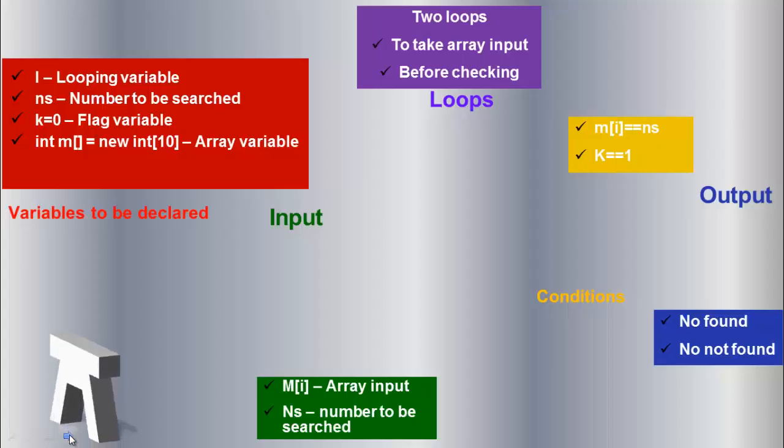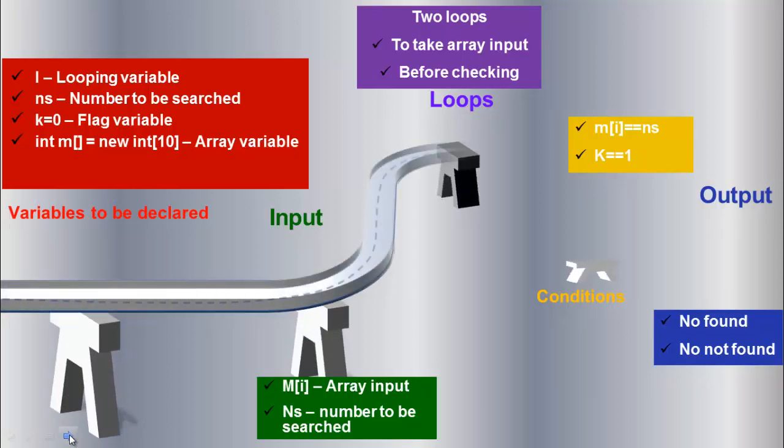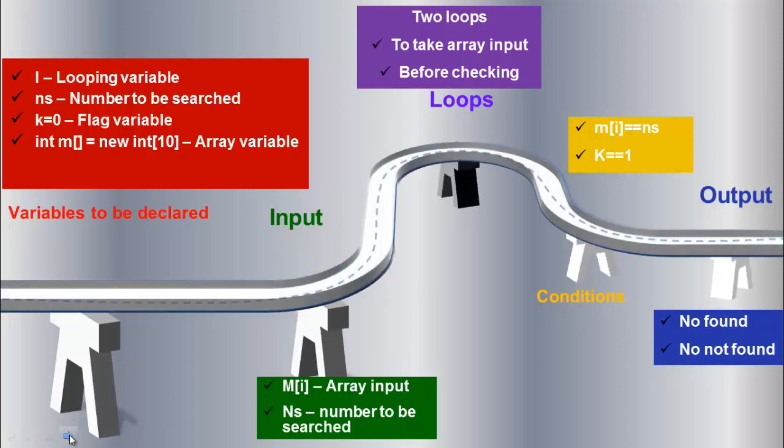So what are these? The first one is the variables to be declared. So what are the variables to be declared? We have i as a looping variable, ns as the number to be searched, k equal to 0 as a flag variable, and int m[] = new int[10] as an array variable. So we have 4 different variables in this.